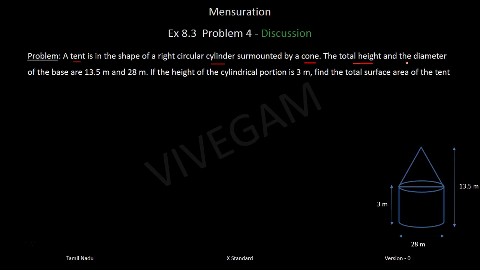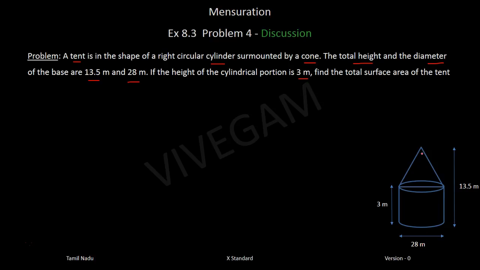The total height and diameter are 13.5 meters and 28 meters. The height of the cylindrical portion is 3 meters. Okay, so this is the cylinder, the cone is sitting on top of it. The height of the cylinder is 3 meters. The total height is 13.5 meters. And the diameter of the cylinder, which is also the diameter of the cone, is 28 meters.